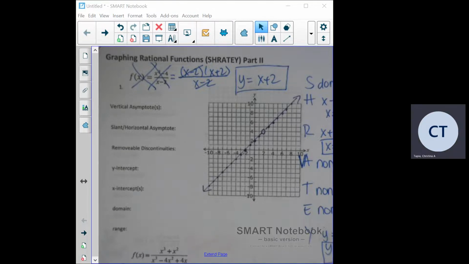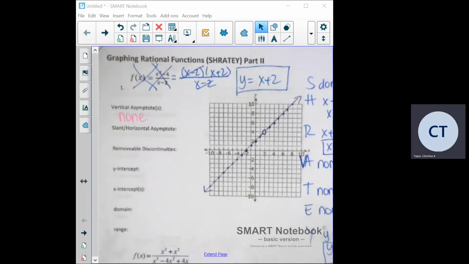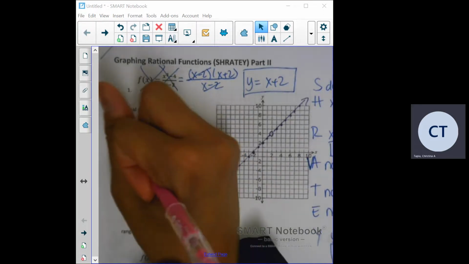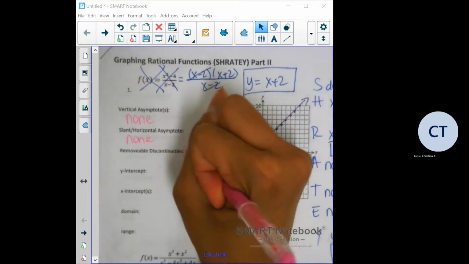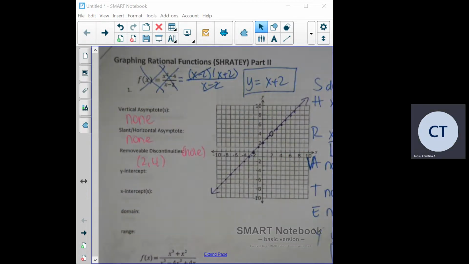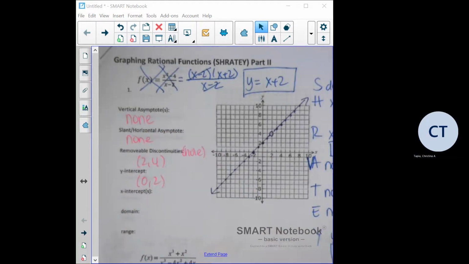Joseph, what's the vertical asymptote? Do we have a slant or horizontal asymptote? Do we have that? No. No, so I'm going to put none. Do we have any removable discontinuities, which is the same thing as a hole? Where? Joseph, what's the y-intercept? Do we have any x-intercepts? Where? Negative.